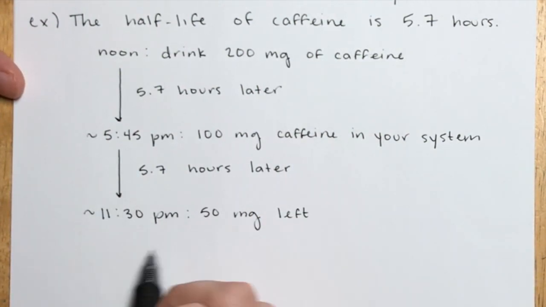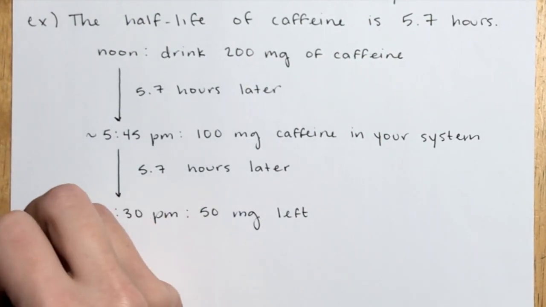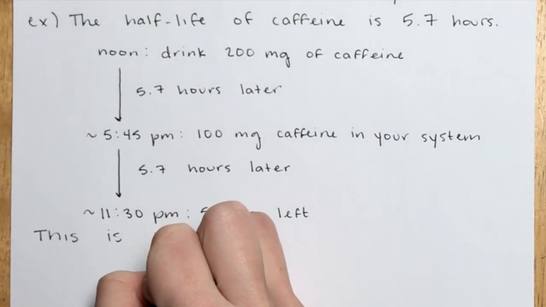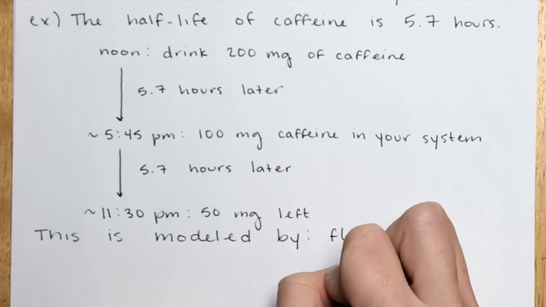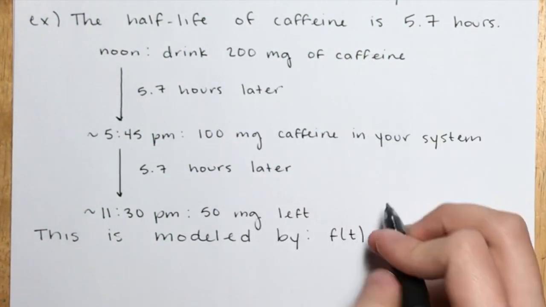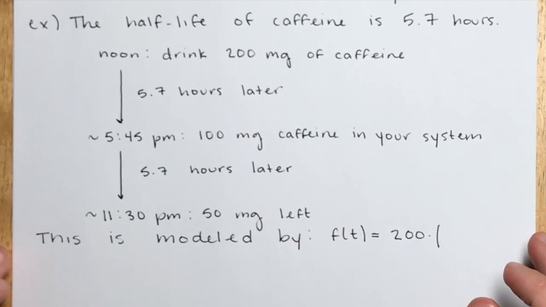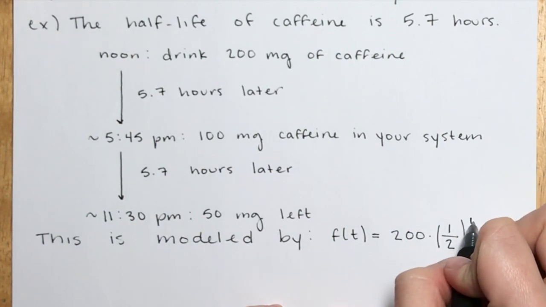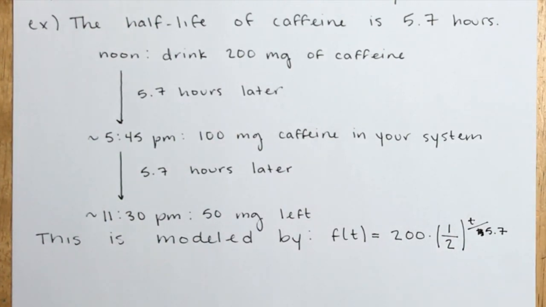It actually might take a lot longer for something to leave your system than you think. So how would this potentially be modeled? So this is modeled by f of t equals, so how much did we start with? We started with 200. And instead of doubling like last time, every period of time we are dividing by 2. So we are dividing by 2 every 5.7 hours.